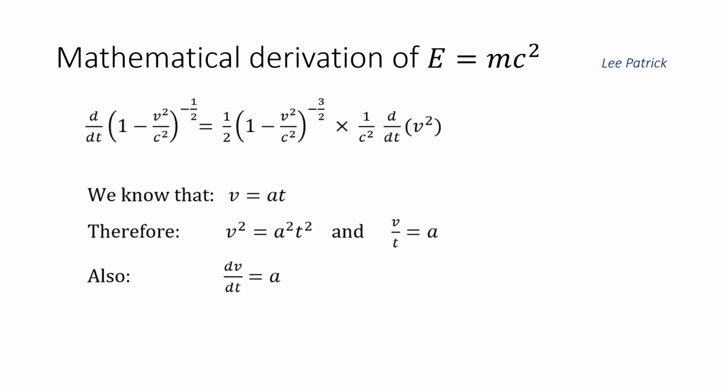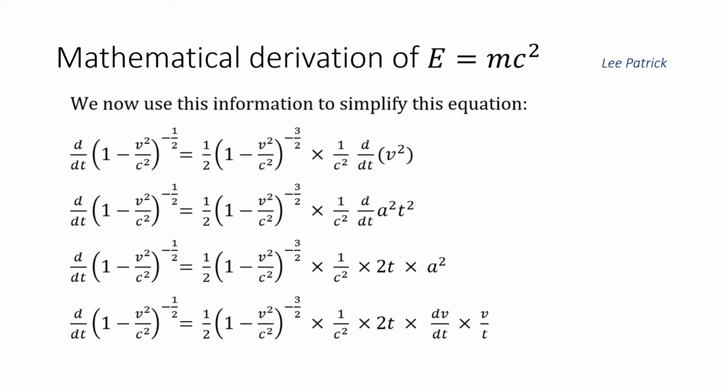The final part of this expression, d by dt of v squared, is pretty inconvenient. We wish to differentiate with respect to time, and all we have to work with is v squared. However, we know that velocity equals acceleration times time, or v equals at. Therefore, velocity squared equals acceleration squared times time squared, and v over t equals a. Also, dv by dt is acceleration.